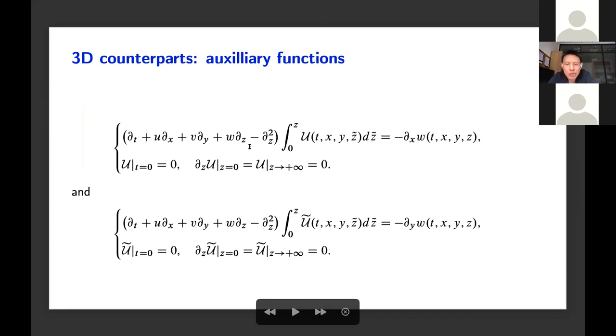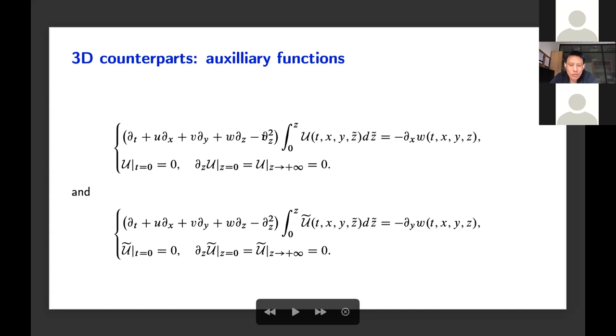Similar to the two-dimensional case, we introduce the auxiliary function. This is to cancel the dxw. And similarly, we need another auxiliary function to cancel the dyw. Of course, here xy stands for the tangential variable.